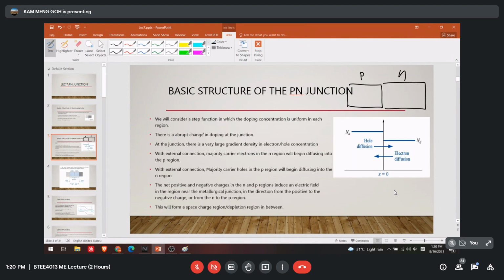So the concentration throughout the P junction will be the same. Concentration throughout the N junction will also be the same. And then somehow, in between, there will be a very large density gradient. Large, huge changes. As I mentioned just now, this will form a region here, and this will form a region here. This we call a space charge region, or a space charge depletion region. Both are the same thing.